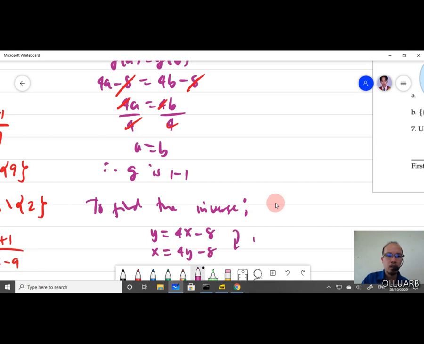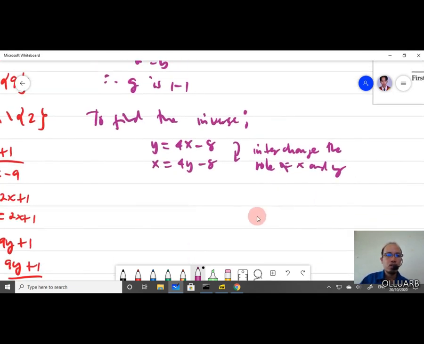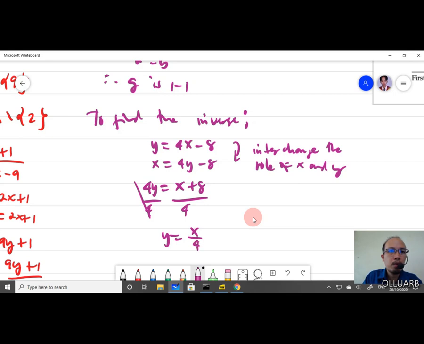So from here, interchange the rule of x and y, and then solve for y in terms of x. Okay, so this is 4y equals x plus 8. So transpose negative 8 to the left side and then use the symmetric property. So then divide both sides by 4. We have y is equal to x over 4 plus 2.